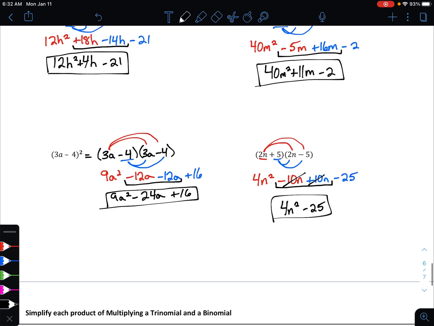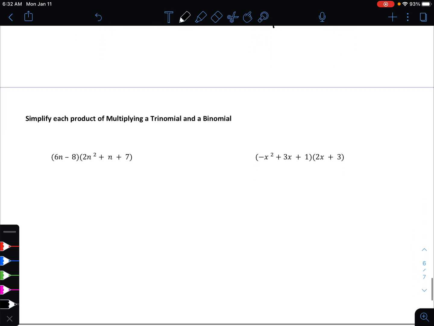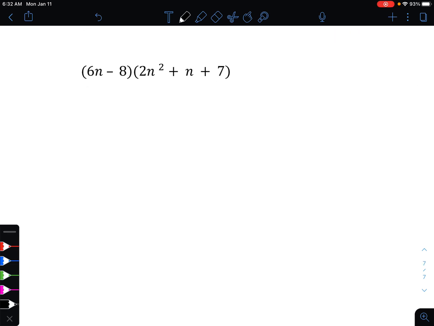All right, so last two examples we're going to look at is where you've got a trinomial multiplied by a binomial. So we've got a little bit bigger examples here for these last two problems. But the same idea is still going to apply. We're still going to work them pretty much the same as we have the other problems. So let's take a look first at this example here. So we've got 6n minus 8 multiplied by 2n squared plus n plus 7. And really the only difference when we distribute is we're going to take 6n and distribute it to not just one or two, but three terms. So let's take a look at what that ends up being.